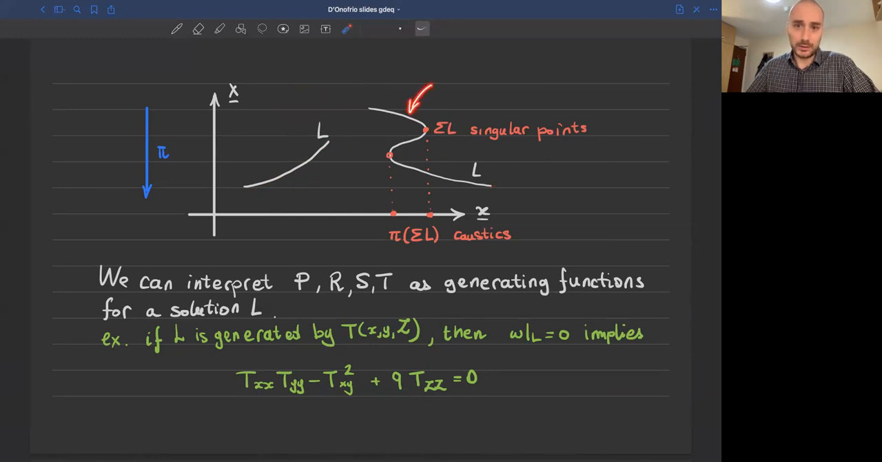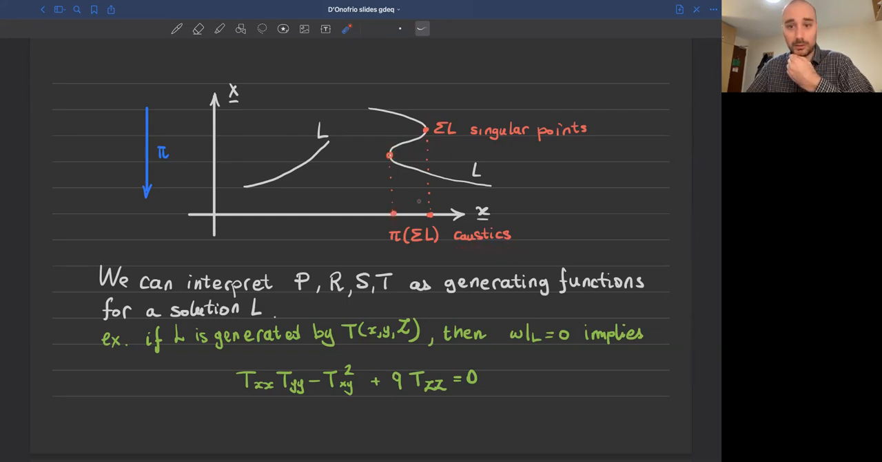While we speak about generalized solutions, which are Lagrangian manifolds which cannot be projected everywhere nicely onto the base manifold, right? There can be singular sets. The singular sets cannot be projected nicely to the base manifold, and their projection gives what we call the caustics.